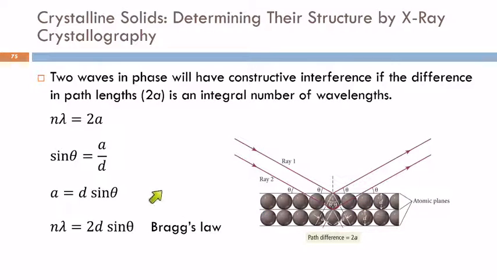Okay, and so what we'll do is we'll shine the radiation at different wavelengths until we find a wavelength where it produces a maximum intensity. So we maximize the intensity by constructive interference.